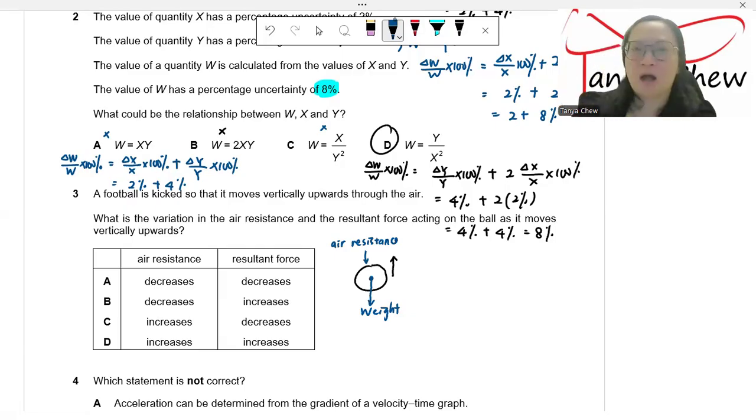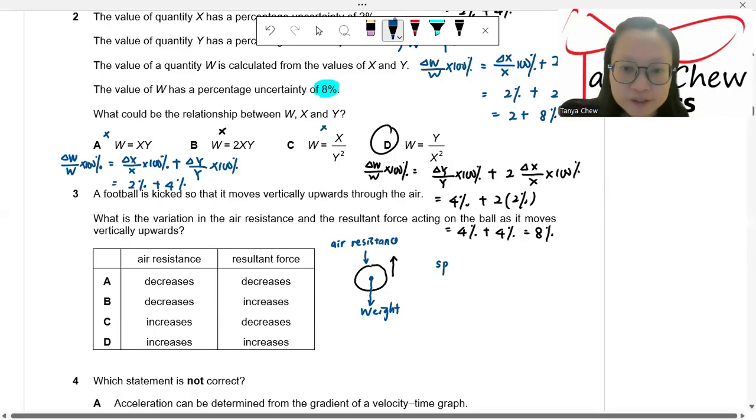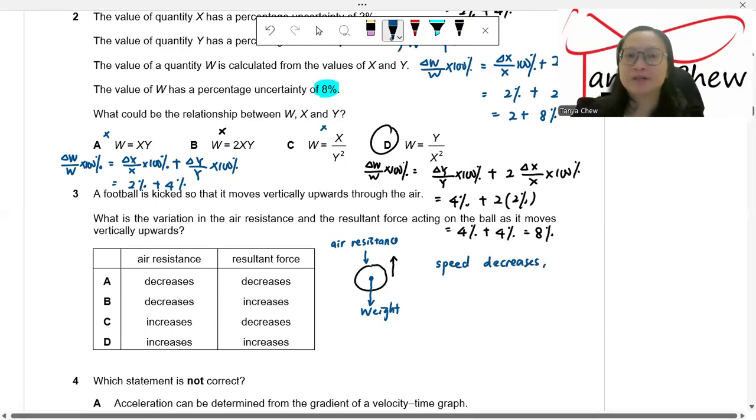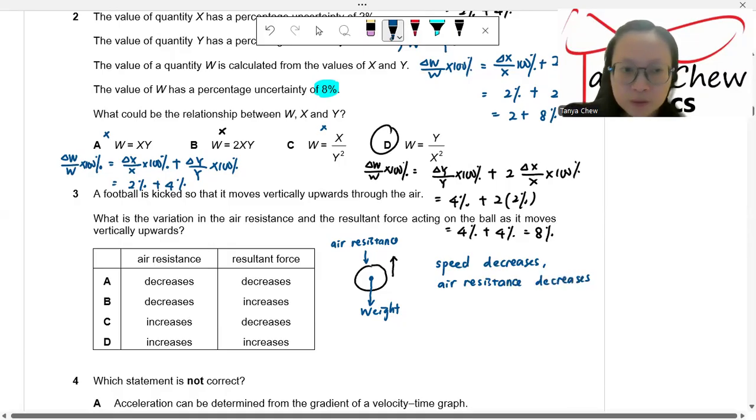When the ball is moving upwards, due to the air resistance opposing the direction of the ball, the ball will go up to a certain maximum height and stop for a moment before coming downwards again due to the pull of gravity on the ball. I would say that the speed of the ball decreases when the ball is going upwards. When the speed decreases, what happens to the air resistance? Since the air resistance depends on the speed, air resistance will have to decrease as well. So let us look at the choices here. It is either A or B.